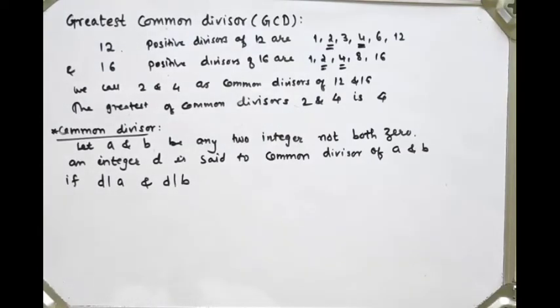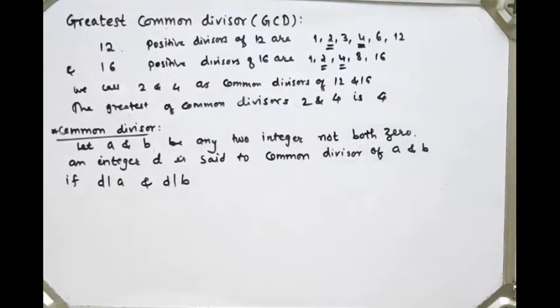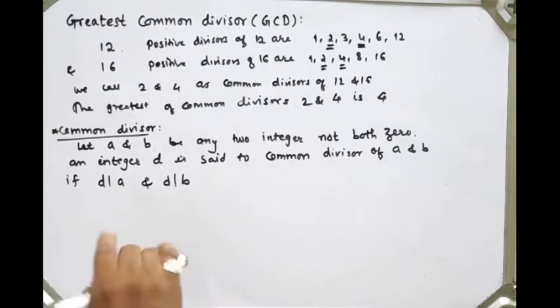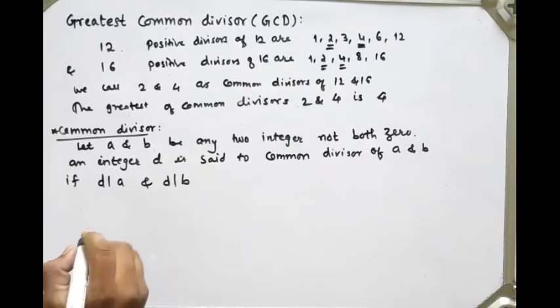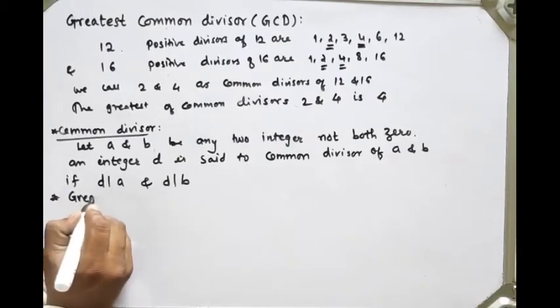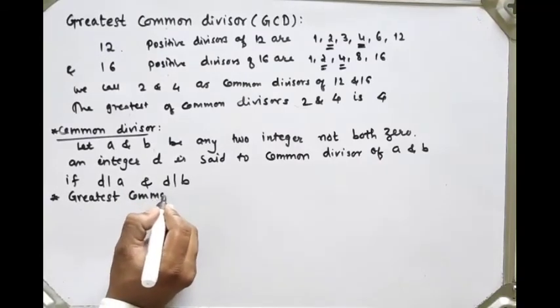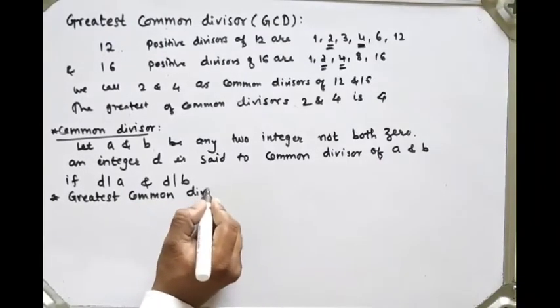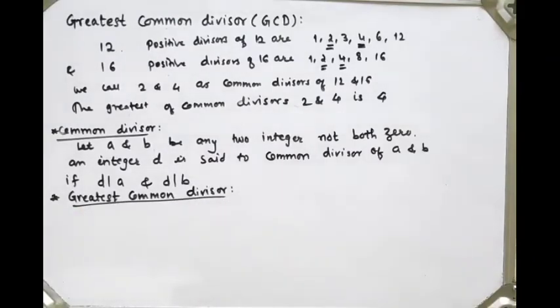So what is the definition here? A and B are two integers, not both zero. Then D is a common divisor if D divides both the numbers, D divides A and D divides B. So we'll see the greatest common divisor. The definition of greatest common divisor is as follows.